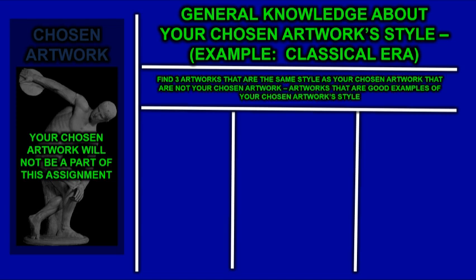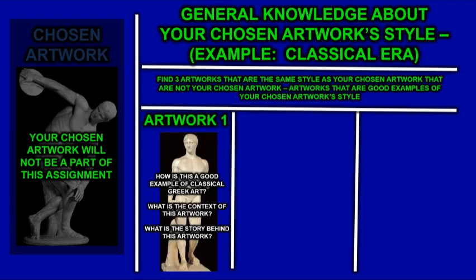Then I want you to find 3 artworks in that style that are not your chosen artwork. So if the Discobolos is my chosen artwork for the Beast, I'm going to find one artwork that's not my Beast artwork, and I'm going to write about how this is a good example of classical Greek art.